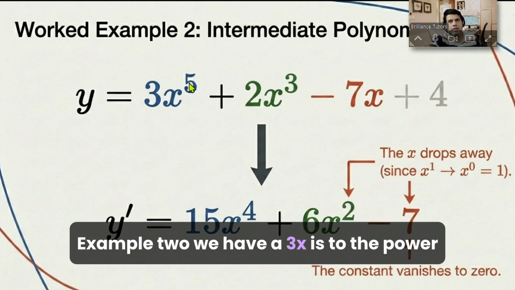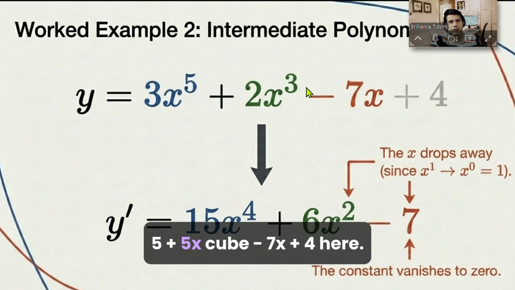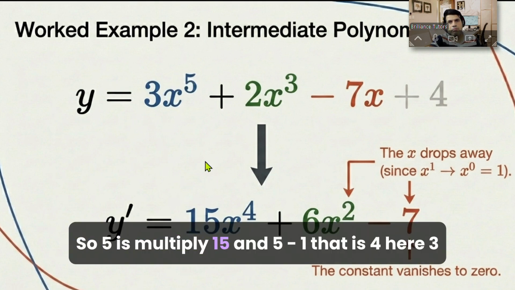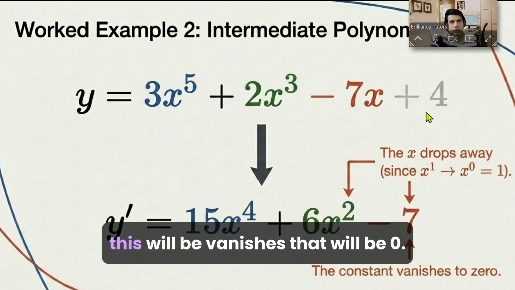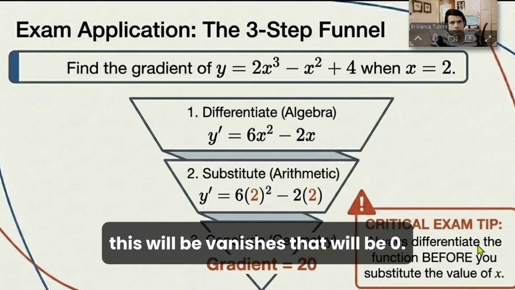Example 2: we have 3x to the power 5 plus 5x cubed minus 7x plus 4. So 5 multiplied by 3 is 15, and 5 minus 1 is 4. Here 3 into 2 is 6, and 3 minus 1 is 2. Here the minus 7x becomes minus 7, and the constant vanishes, that will be 0.